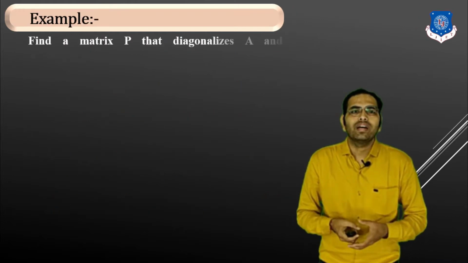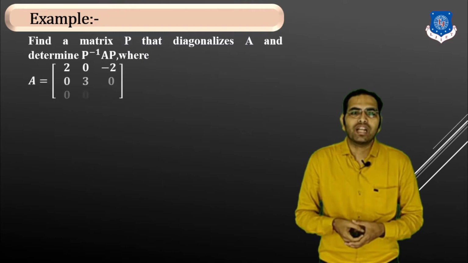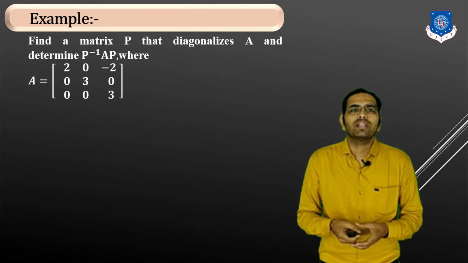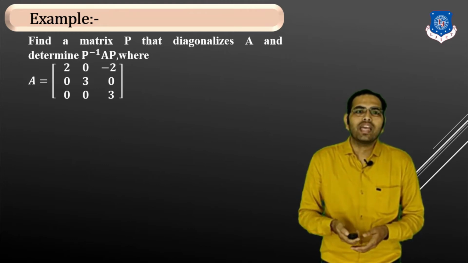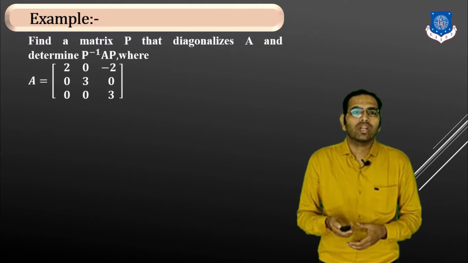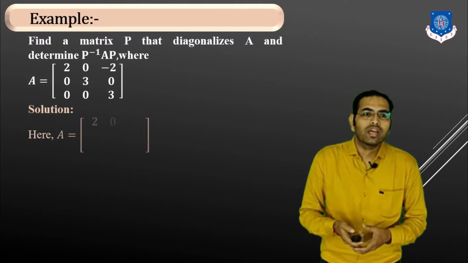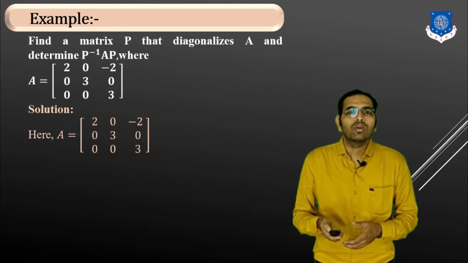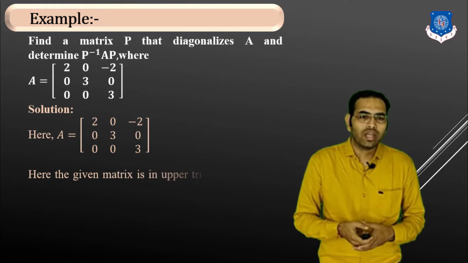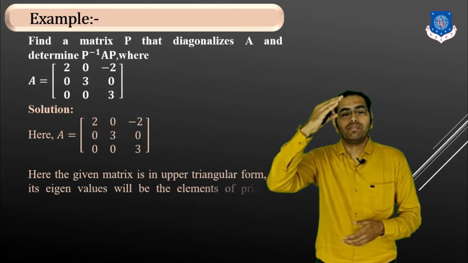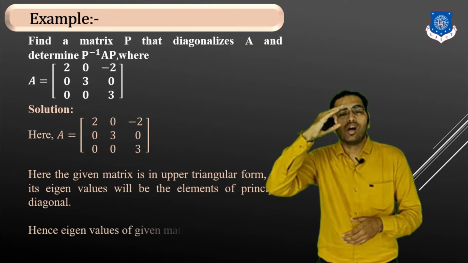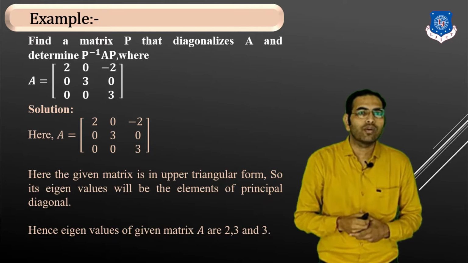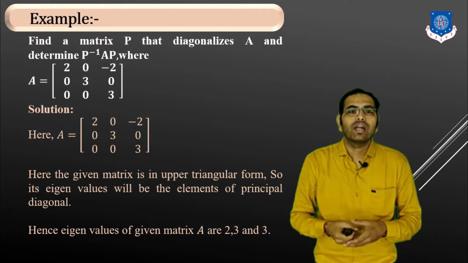Let's see one example. Find a matrix capital P that diagonalizes capital A and determine P inverse AP, where capital A equals 2 0 minus 2, 0 3 0, 0 0 3. Here our diagonal elements are 2, 3, 3, and above the diagonal elements we have non-zero values, but below the diagonal elements we have zero values. That means our matrix is in triangular form.